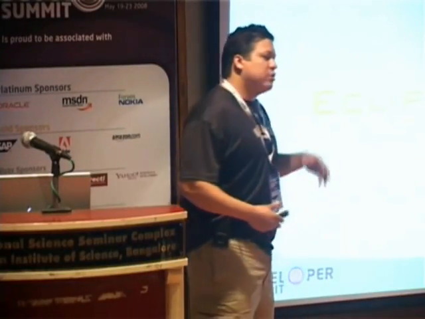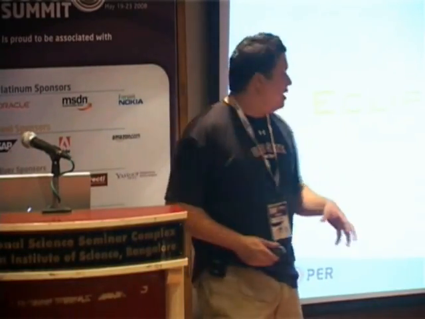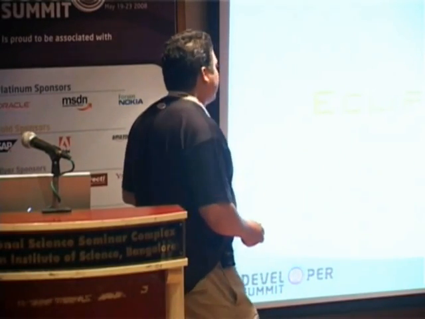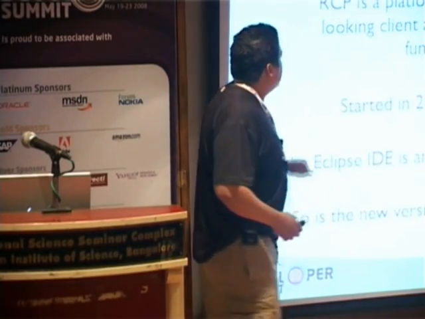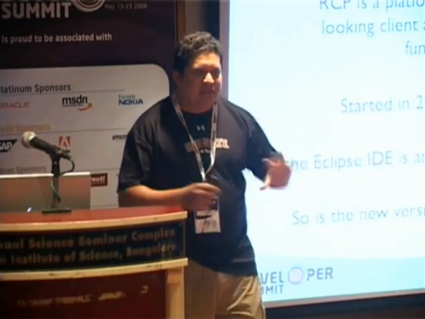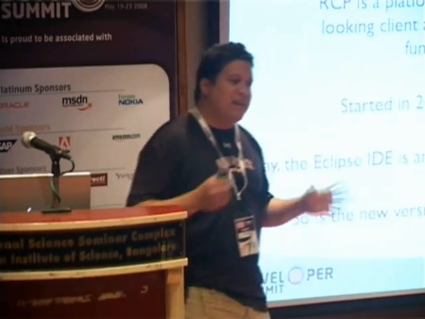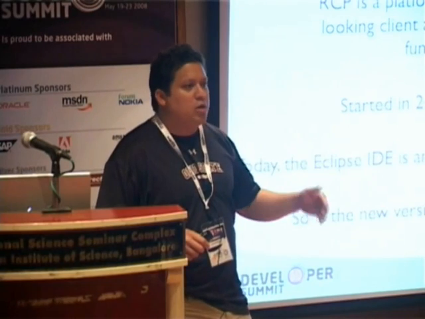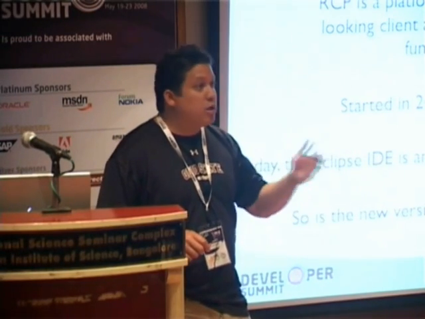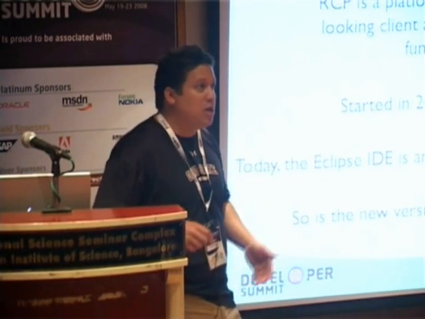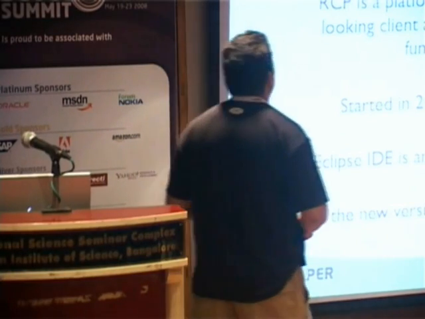So now that we see some of the foundation technologies for Eclipse RCP, let's take a look at some of the basic concepts of Eclipse RCP. So again, RCP is a platform for building native-looking Java applications. So if you're running on Windows, it's going to look like a Windows application. If you're running on the Mac, it's going to look like a Mac application. If you're running on Linux, it's going to look like the Linux application.